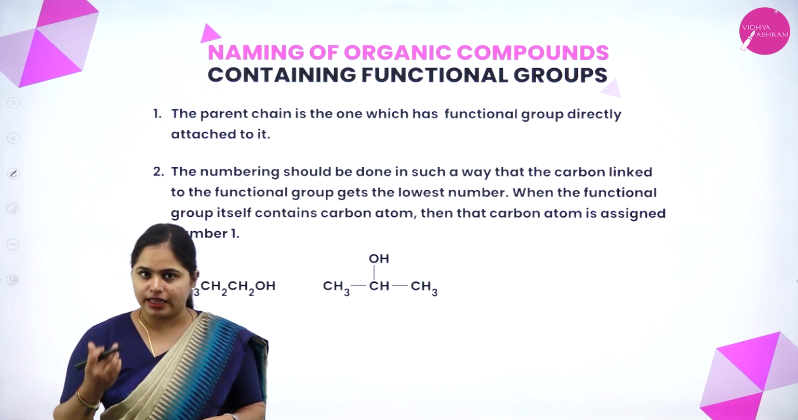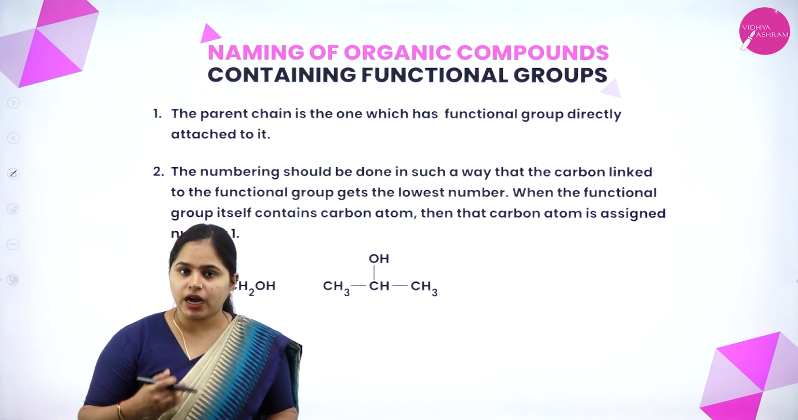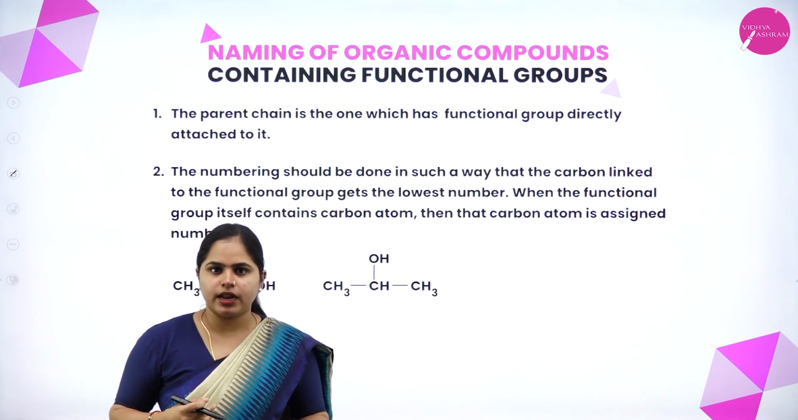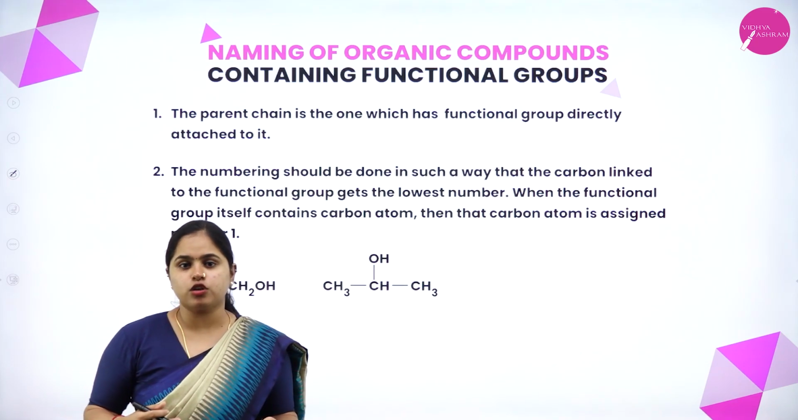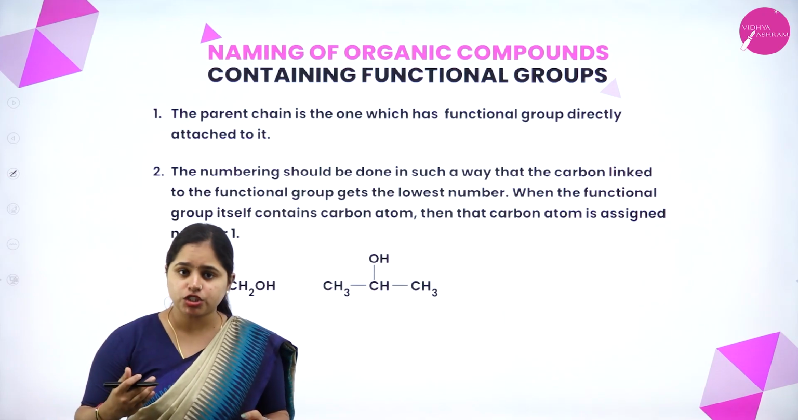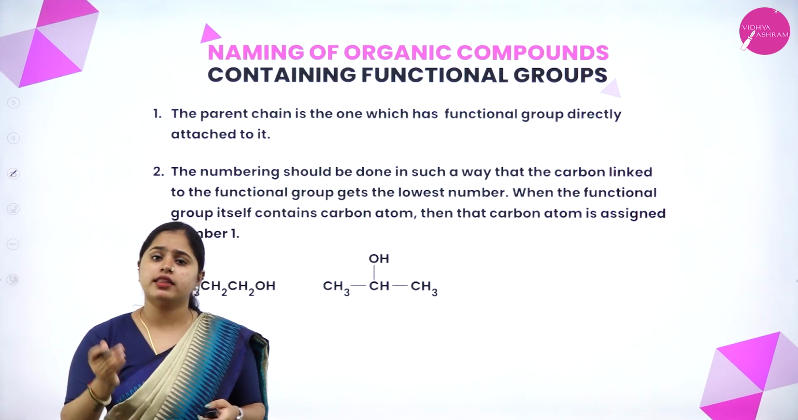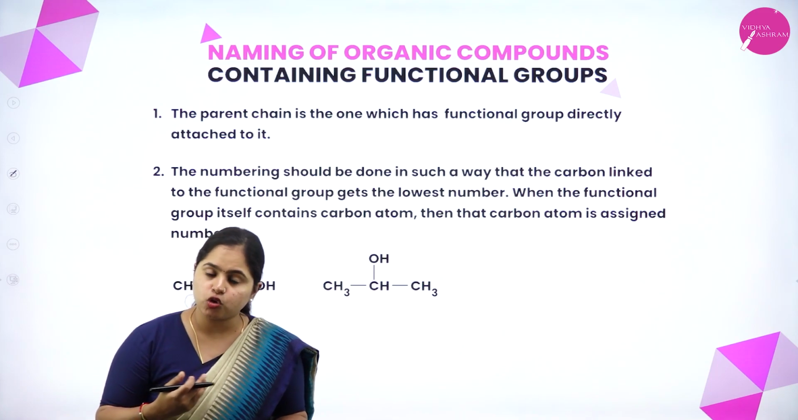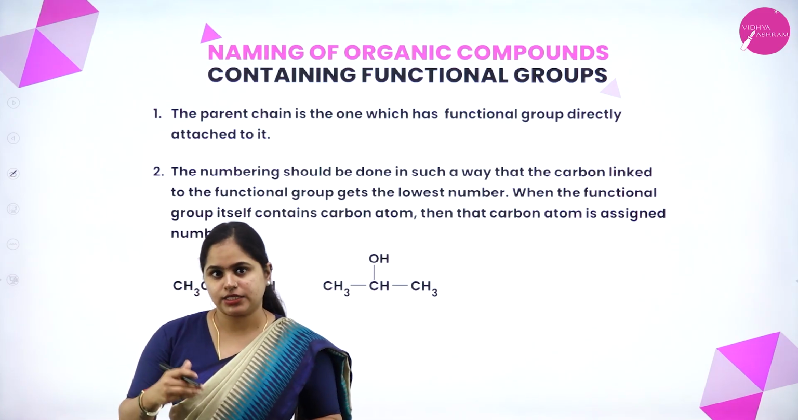In the same way as we have studied in branched chain alkanes, where the branches should get the lowest possible numbers, if functional groups are present in the organic compound, the numbering should start from that side, so that the carbon attached to the functional group gets the lowest possible number. And in the cases where the functional group itself has carbon atoms, then we should start numbering from that carbon atom.